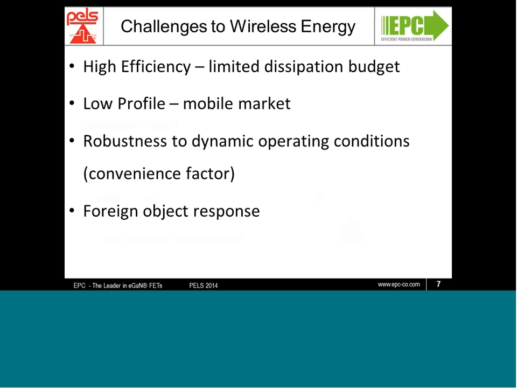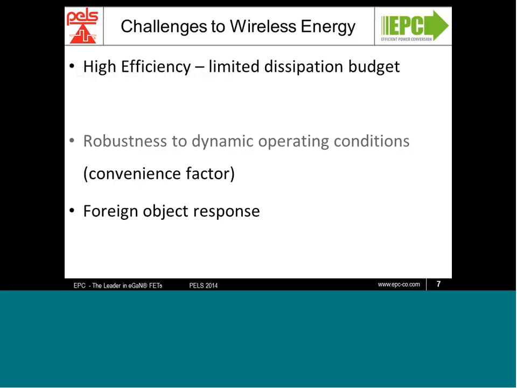And of course, foreign object response. What happens when you put your keys on the mat, or if you accidentally put this on a solid metal plate? What is the response of the system to those kinds of unexpected conditions? And of course, lastly and not least, is the regulatory compliance. With anything electronic, it has to go through a series of tests to make sure it's safe and complies with certain regulatory standards, and we will discuss those as well.